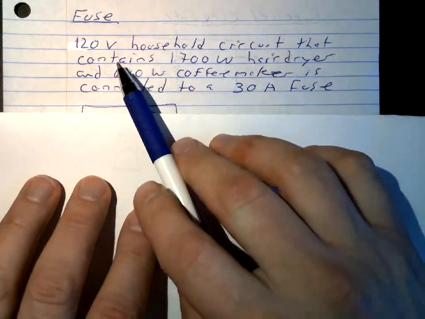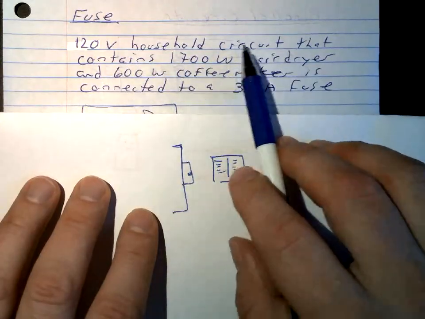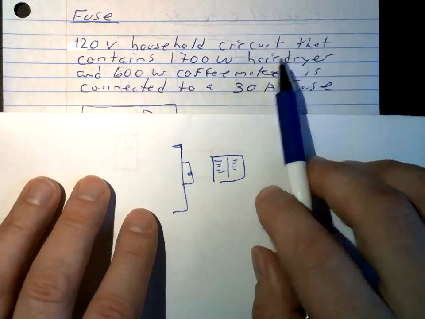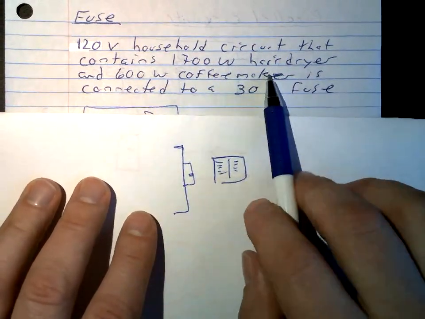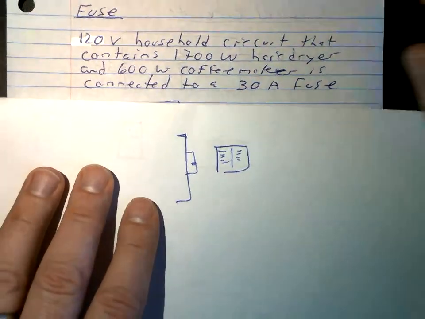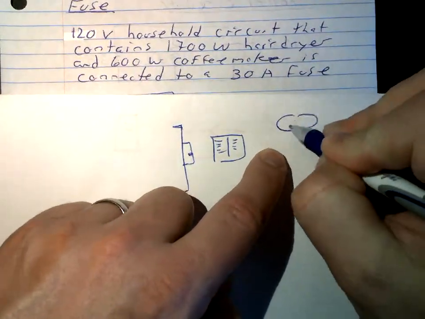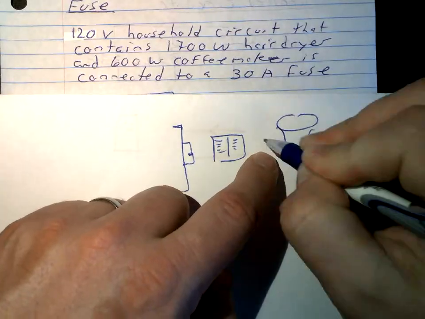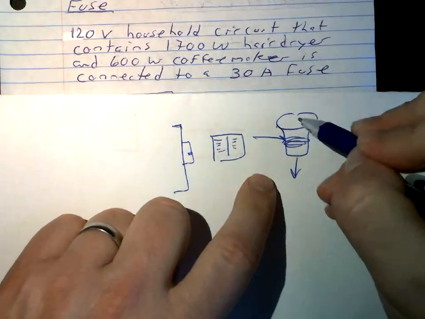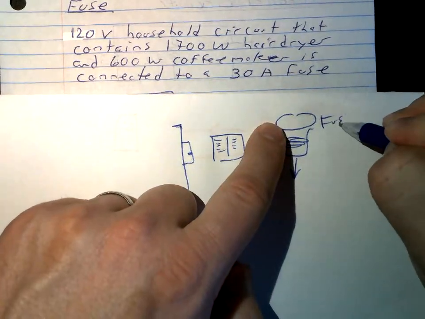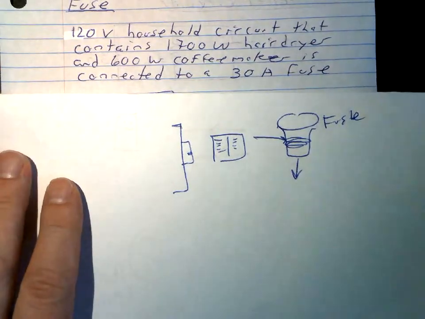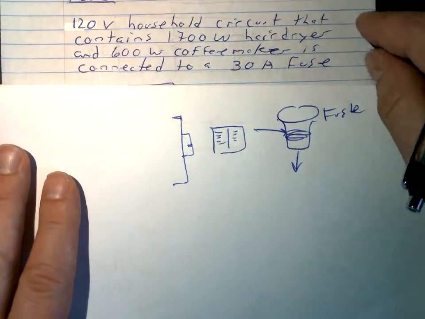So let's say that we had a current that uses about 1700 watts. Let's say you have a hair dryer. And then you have a 600 watt coffee maker that's connected to a 30 amp fuse. If you don't know what fuses look like, there are a couple of pictures of them, but they kind of look like this. Current flows in here, and then it flows out here. There are all kinds of fuses that you can find in your car too, but you can kind of Google it if you want.